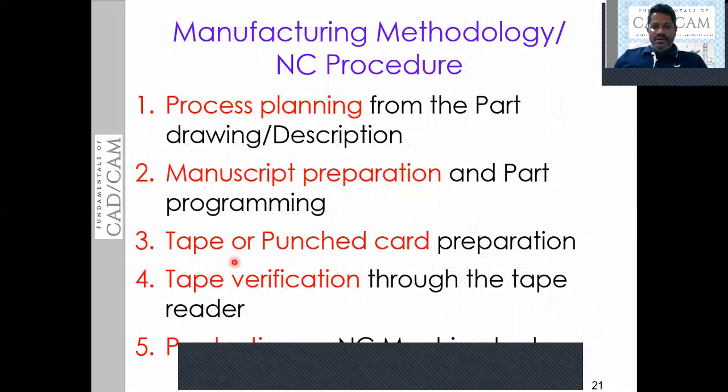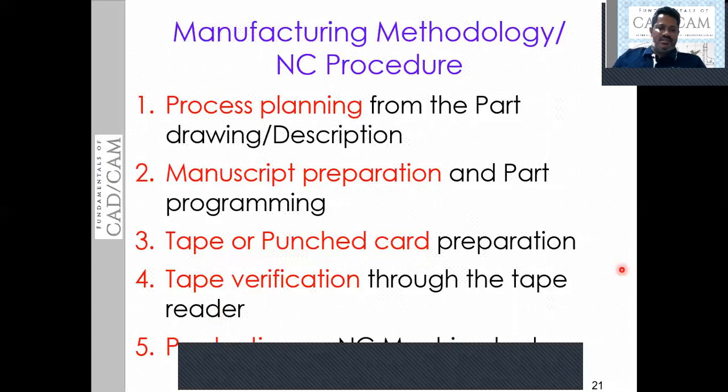Then you have tape or punched card. If it is a traditional NC machine, tape and punched card are prepared from the part program. That means this part program is punched on the tape or a punched card using a typewriter-like device in coded form. We will also discuss an example of the punched card, how it looks, in the coming slides.